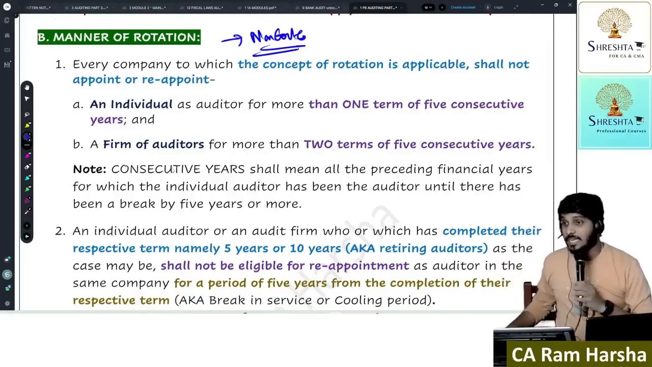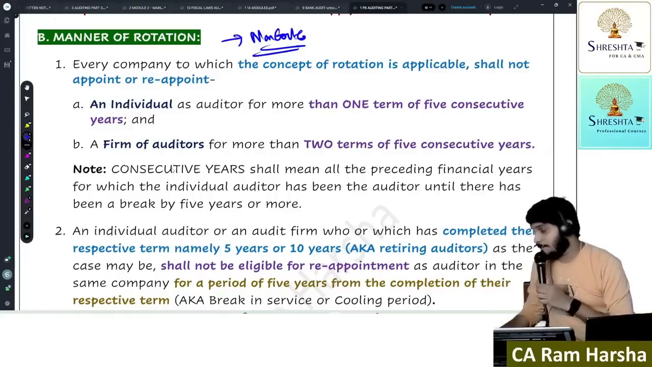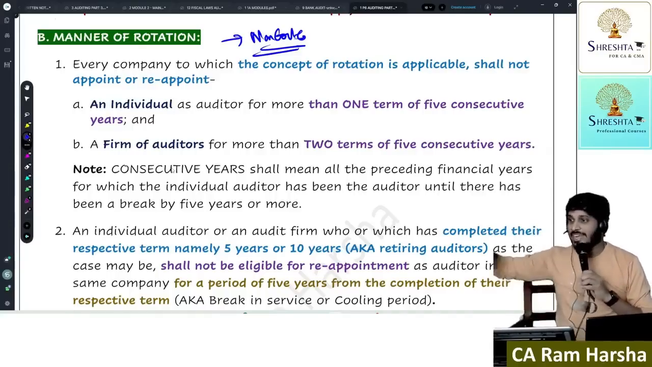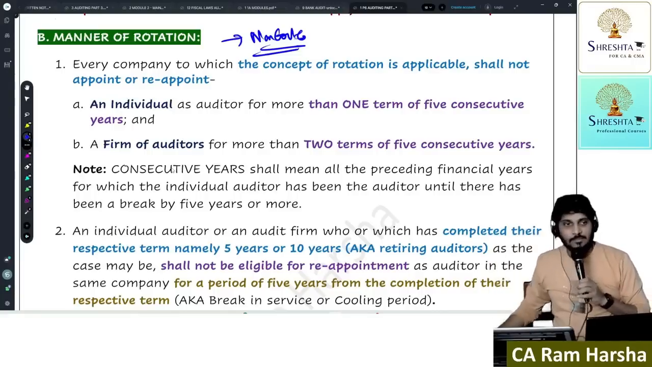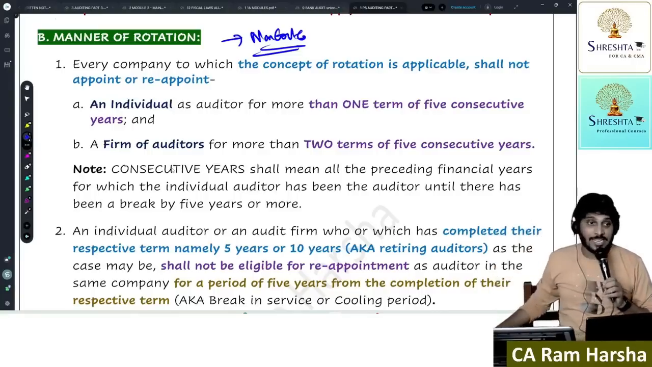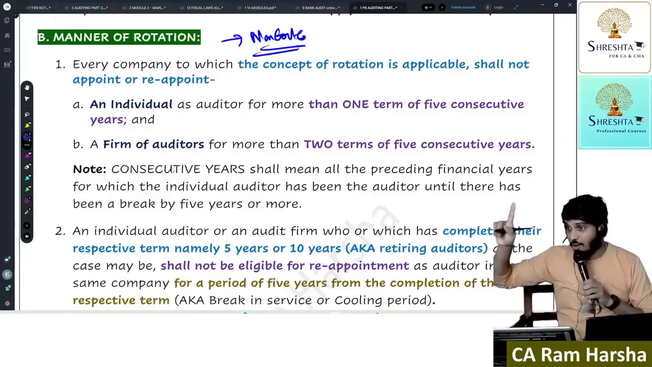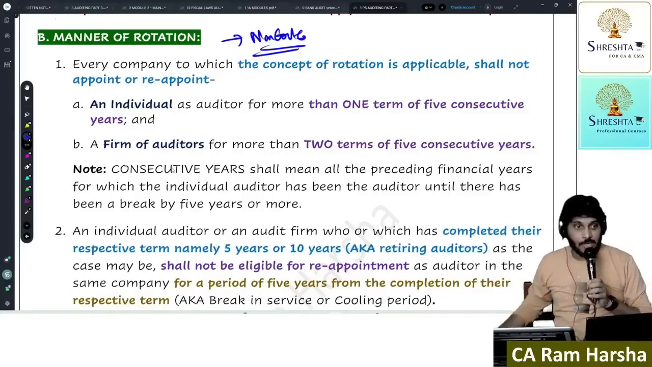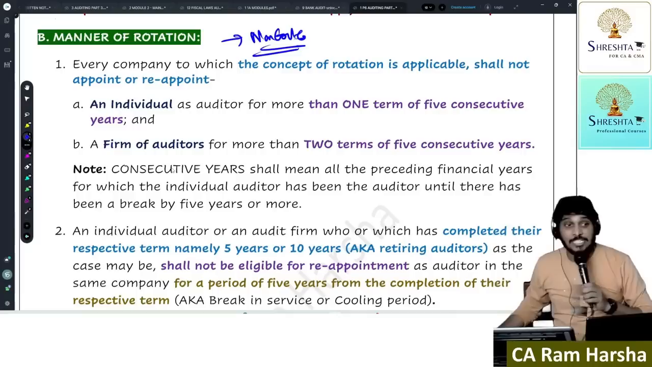Now, what does the rotation provision say? If a company appoints an individual as an auditor, for how many years can that individual be appointed continuously? One term of 5 years. Not even 5 years, they say 5 consecutive years.